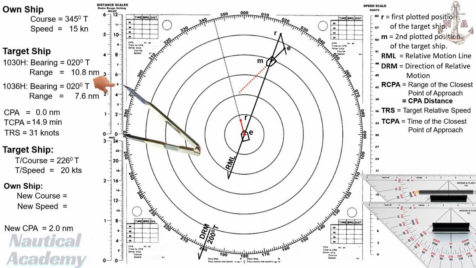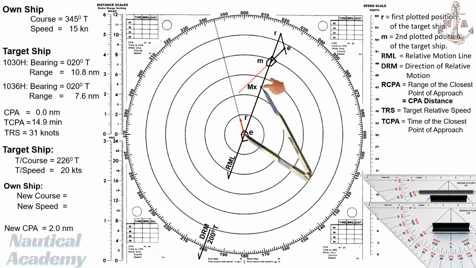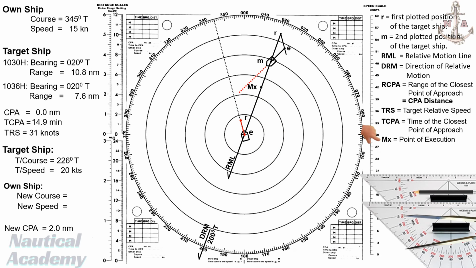First, measure 5 miles on the 12-mile range scale. Transfer this distance from the center of the radar plotting sheet along RML and mark the point as MX, or the point of execution. This means when the target reaches point MX, own ship will alter course to starboard to have a minimum passing distance of 2 nautical miles.